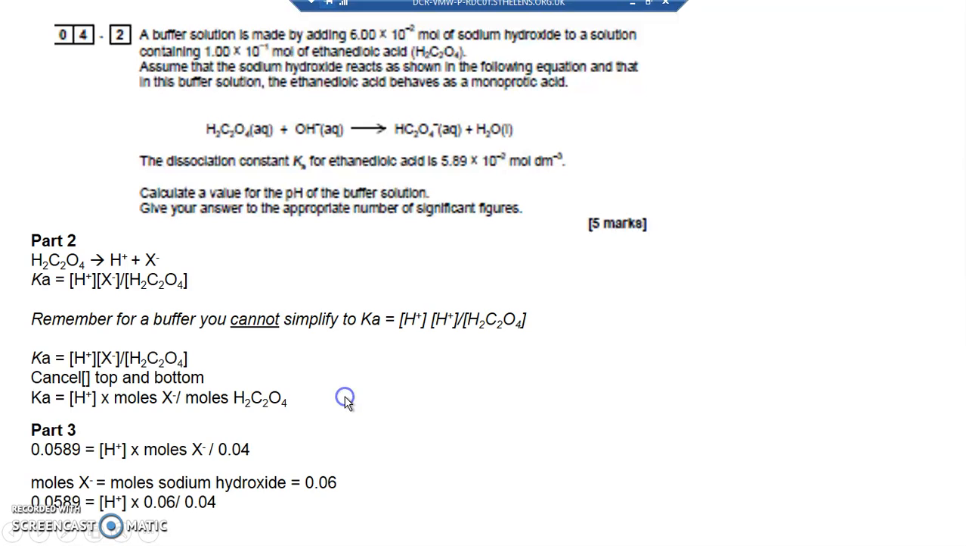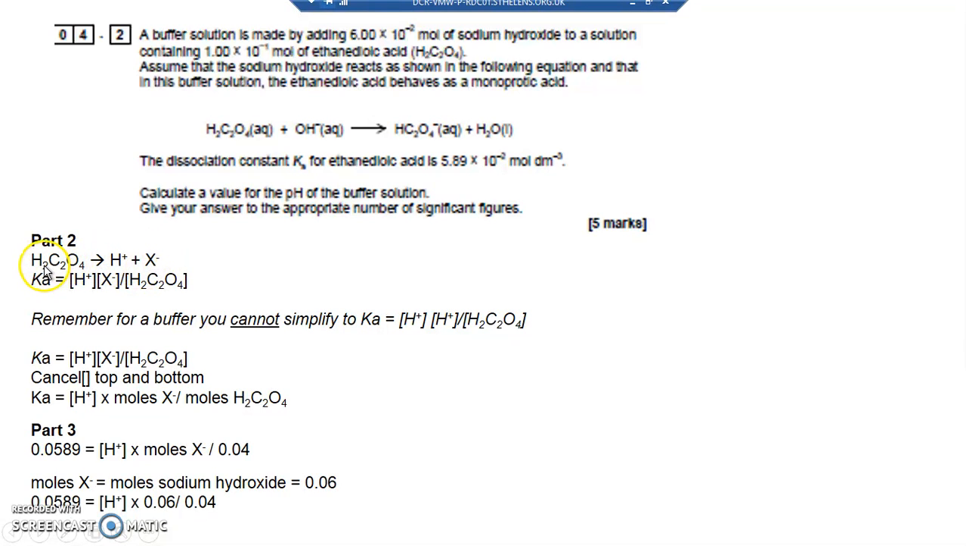Okay. The next part is to write an expression for the equilibrium constant or the dissociation constant, same thing. The equilibrium constant for the acid or the dissociation constant for the acid. So this is the acid, ethane dioic acid, H2C2O4, and we know all acids make H pluses. Now, I could work out what was left, but I'm just going to call it X minus, that's fine. So I've got something else made, H plus and X minus.